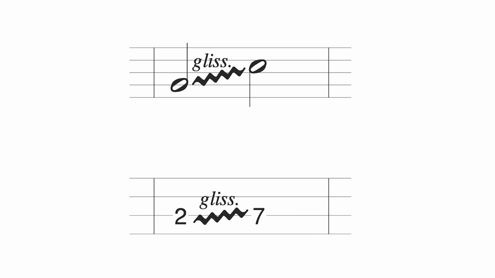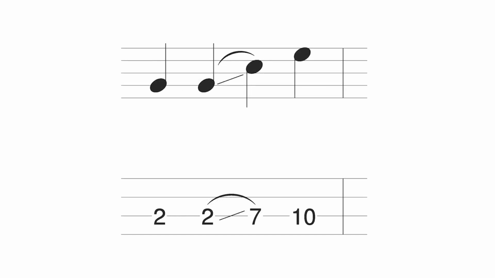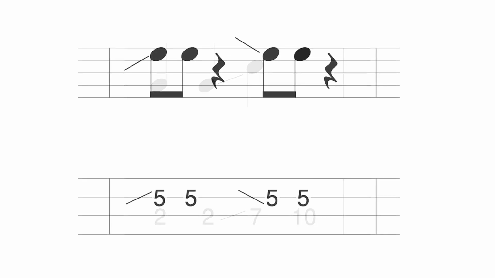Another way of notating slides is a jagged line with gliss written above it. Legato slides, where you don't pluck the end note again, have an arced slur line added above or below the slide line. Shift slides, where you do pluck the end note, don't have a slur mark. People's use of these markings is very inconsistent, so I suggest that you listen to a recording whenever you can. A slide into a note is written as an ascending or descending line with no starting point.